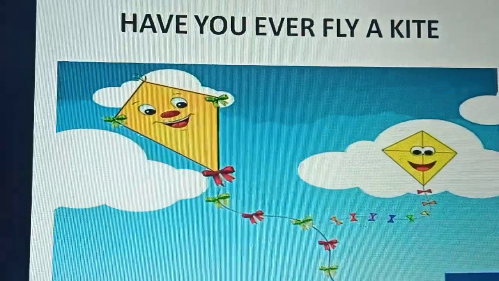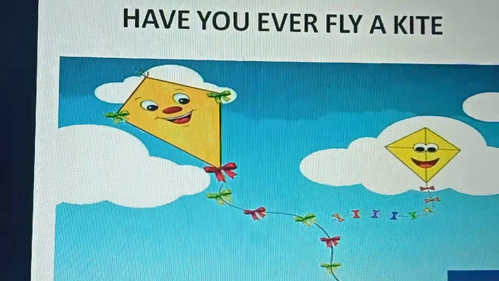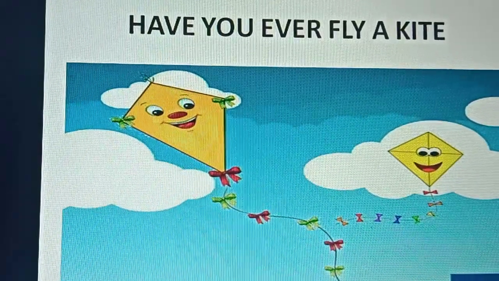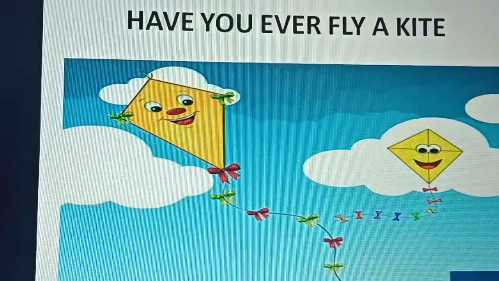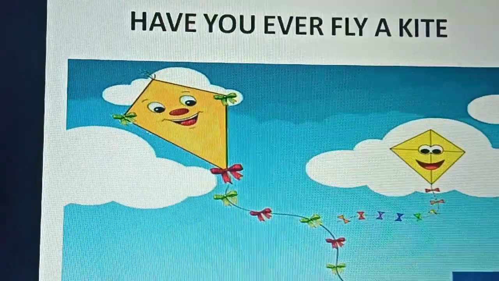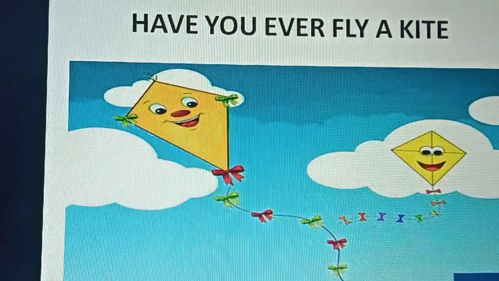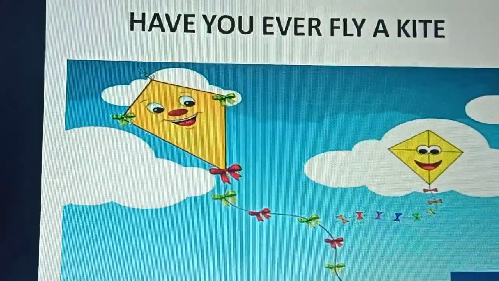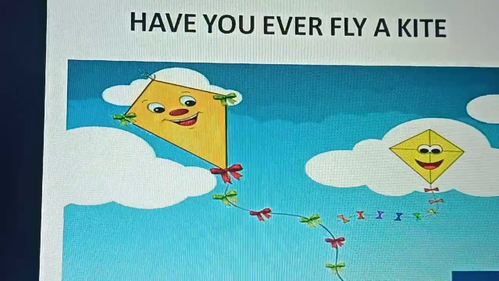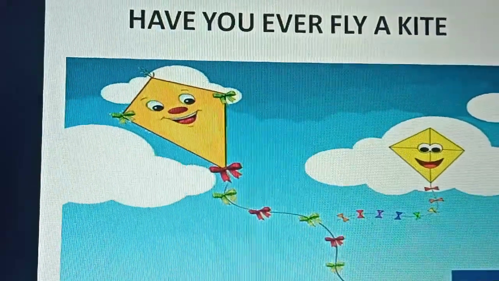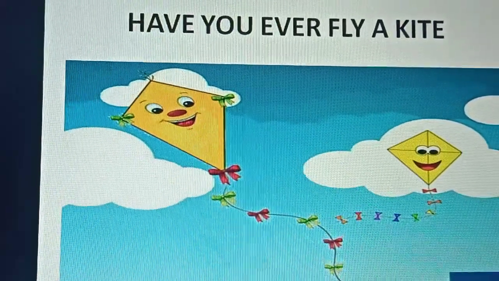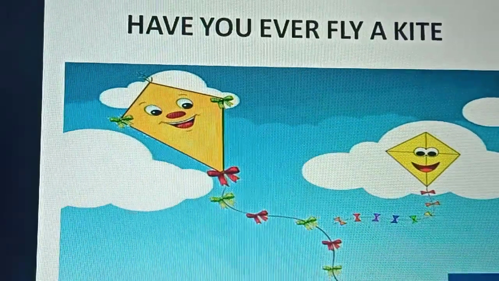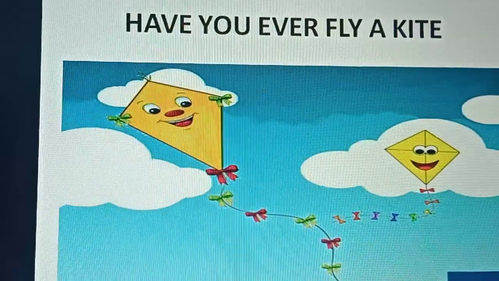Have you ever flown a kite? You know what is meant by a kite, right? You have seen this kite. You used to play with it during your holidays, along with your friends. Do you all play with a kite? How many of you have flown a kite so far? I think many of you would have flown a kite, isn't it? Flying a kite is really a very happy thing for children like you.